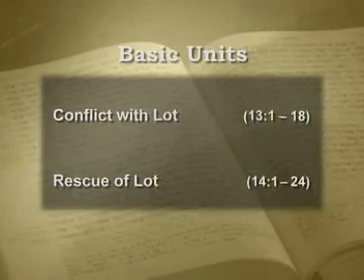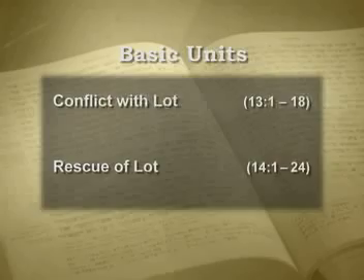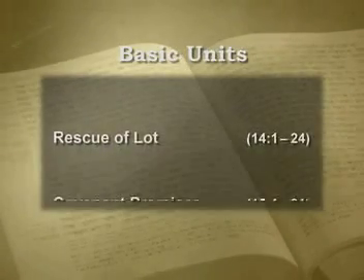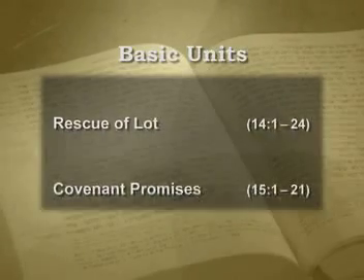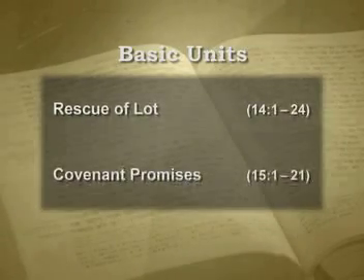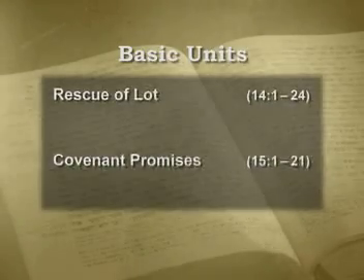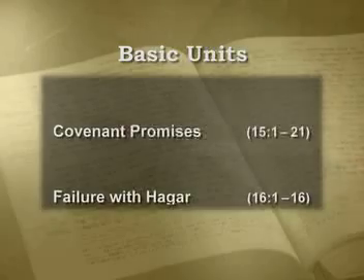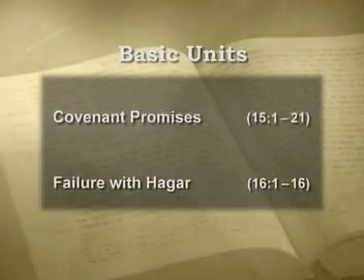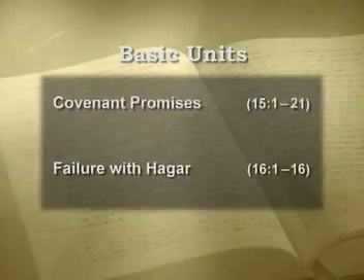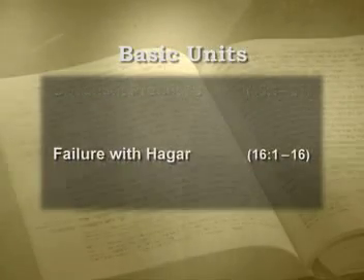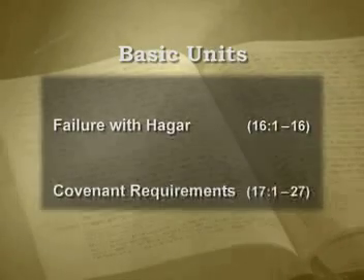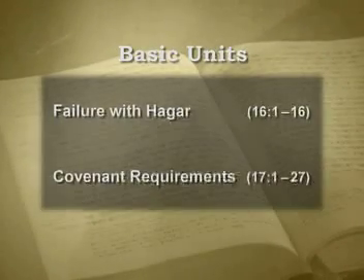Abraham's rescue of Lot in chapter 14, verses 1 through 24, the time when Abraham went to war to rescue Lot from kings who had captured him. Abraham's covenant promises in chapter 15, verses 1 through 21, the account of God's covenant assuring Abraham that he would have many descendants and a permanent homeland. Abraham's failure with Hagar in chapter 16, verses 1 through 16, the time when Abraham had a child, Ishmael, with Sarah's handmaiden, Hagar.